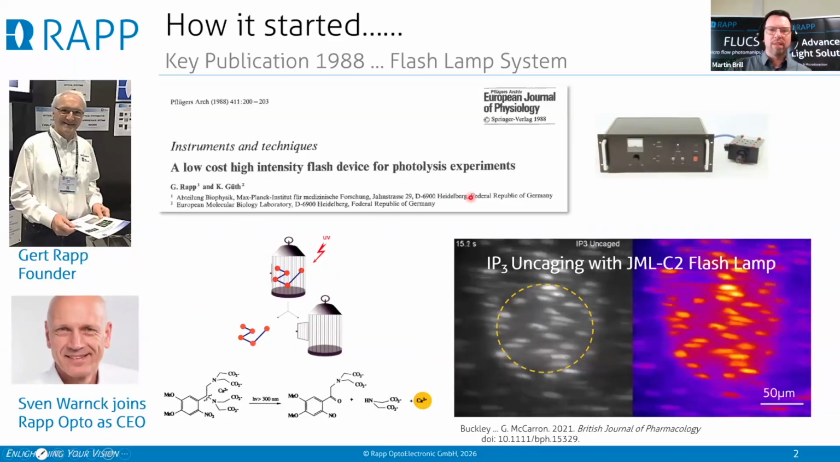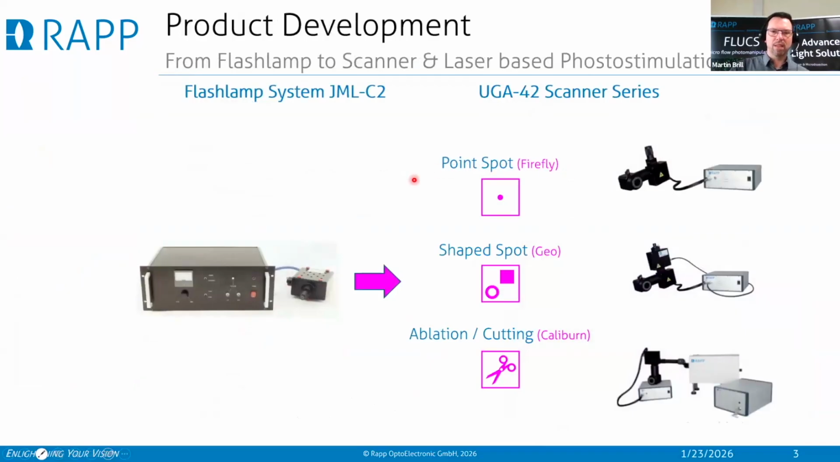All right, back from the flash lamps, we also then developed devices for, since lasers became more affordable, more user-friendly, we use scanner systems, galvanometric scanner systems, and we have them in 3 flavors. That is a point spot, we call it Firefly, up to diffraction limited spot sizes. We can have like a certain module in between the laser and the scanner to provide shapes and spots of the laser beam to provide the stimulation. And finally, we have one of the best ablation systems in the market, I would say, of course.